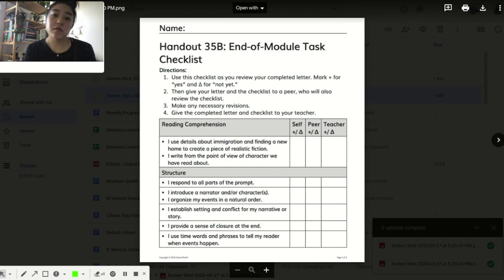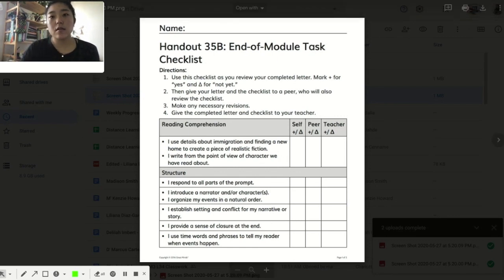So I am going to be returning your assignments back, and so you're going to go back to yesterday's classwork, which was lesson 35 classwork, and you are going to go back to your EOM end of module task narrative writing document, and you're going to edit. Okay, and so I want you to use this checklist to help you go through your paper and see what you can change and revise to fix and improve.